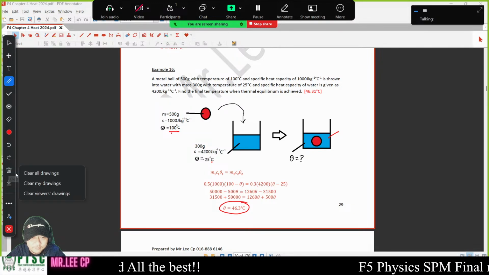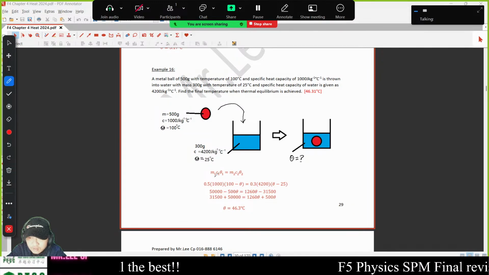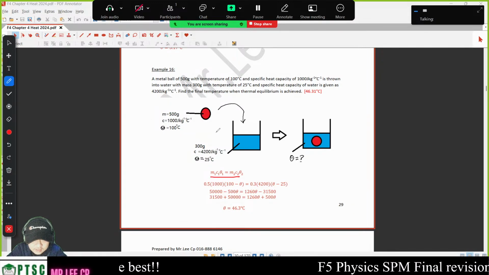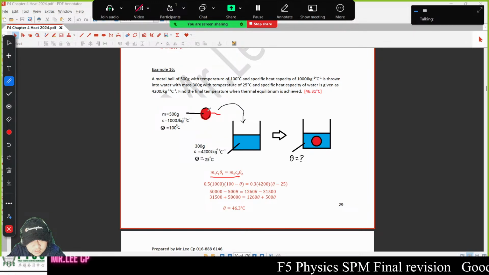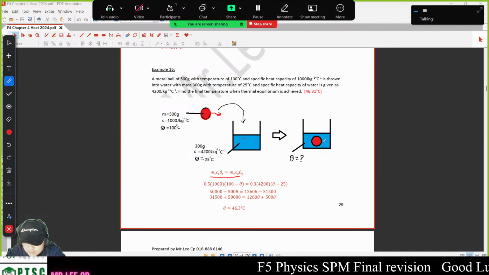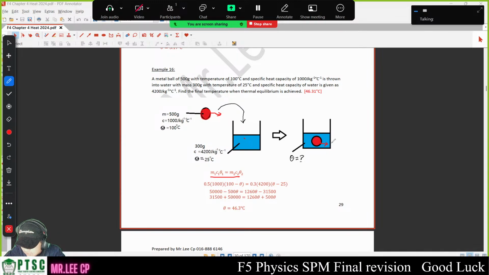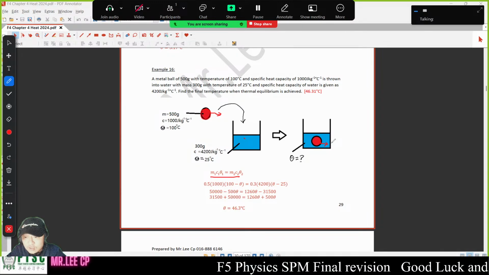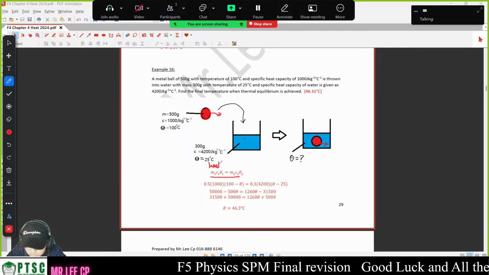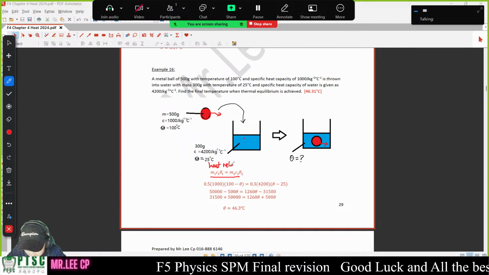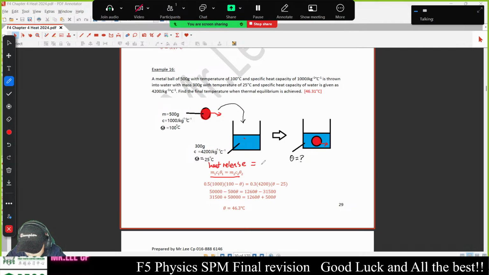Okay, so how to do it? Now, I should write here, heat absorbed is equal to heat release. So this one is hot, so it will release some heat to here, to the water. But the water will absorb heat. Alright, so this one is heat release is equal to heat absorbed.